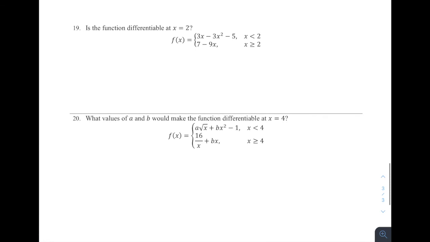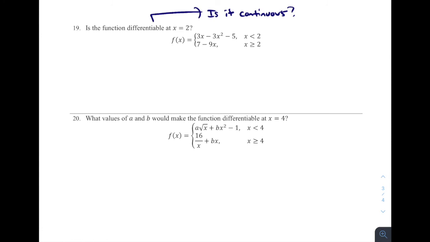Last two problems for this review. Number 19, is this function differentiable at x equals 2? For these piecewise functions, a general rule is you should always first check to ask yourself, is it continuous? Because if it's not continuous, it cannot be differentiable. How do we check continuity? Well, we think back to chapter 1. Back in chapter 1, we know that the limit from the left and the limit from the right would need to be equal to each other, and they'd need to equal the actual output of the function, in this case when x is equal to 2.